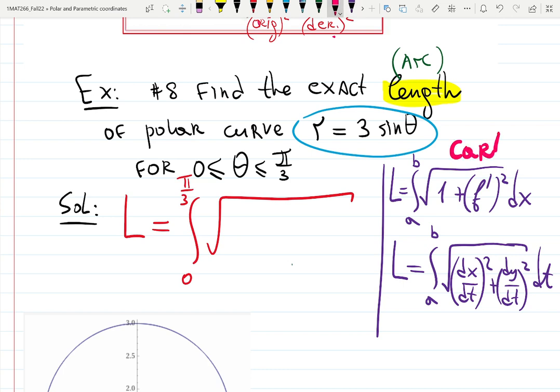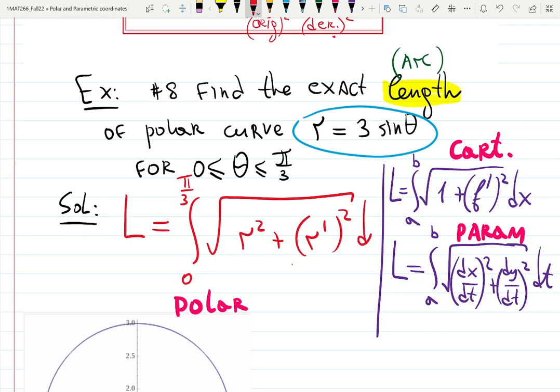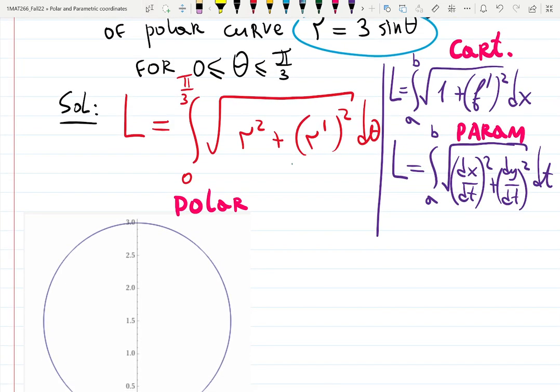This one is Cartesian, parametric, polar. And polar is original squared plus derivative squared, d theta, from alpha to beta. That is the formula in polar.